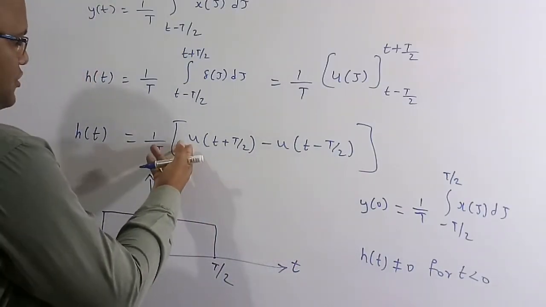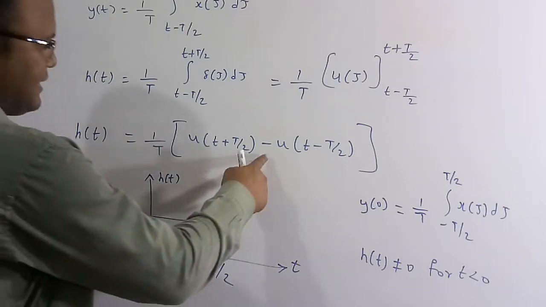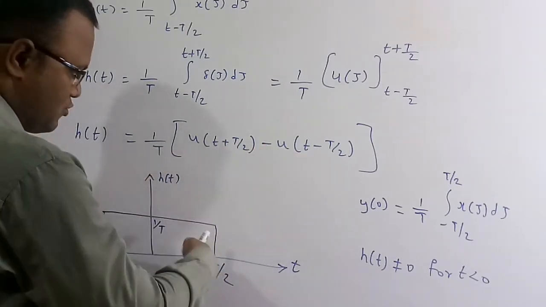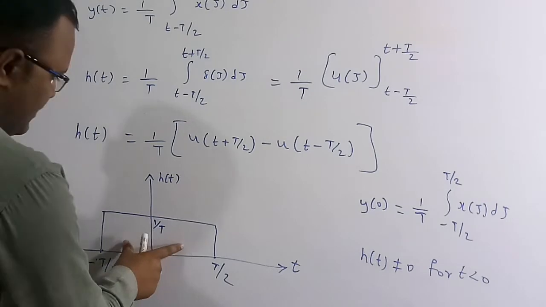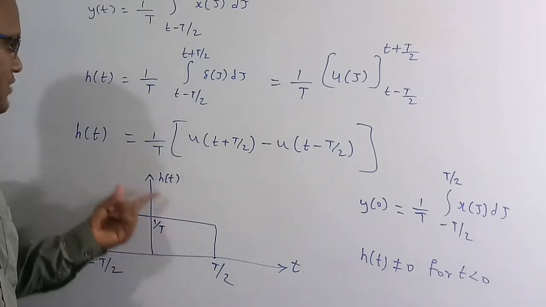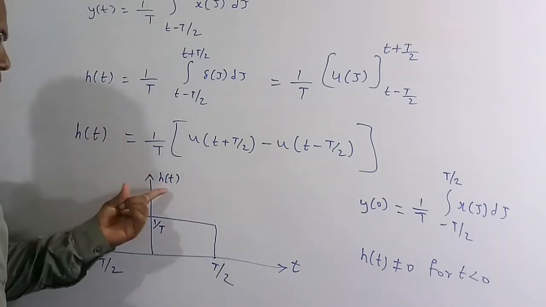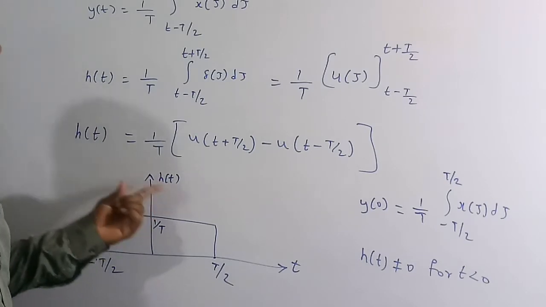So here positive, therefore plus T by 2, and at t equal to T by 2 there is a minus, meaning we have to go down. So finally this is the figure. Finally this is the diagram of h of t. This is the impulse response signal diagram.